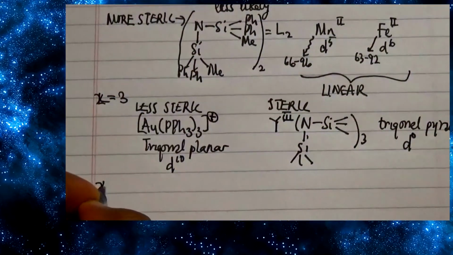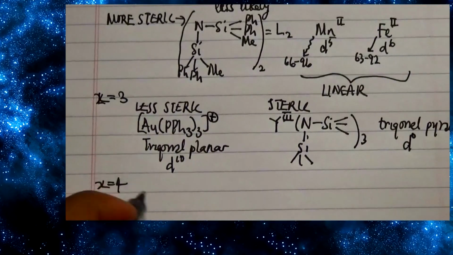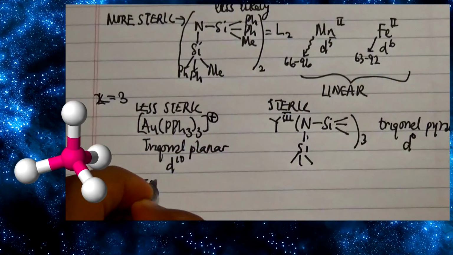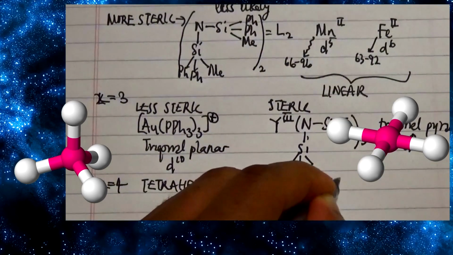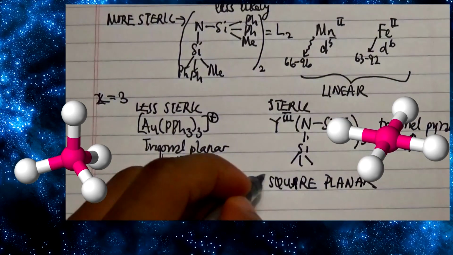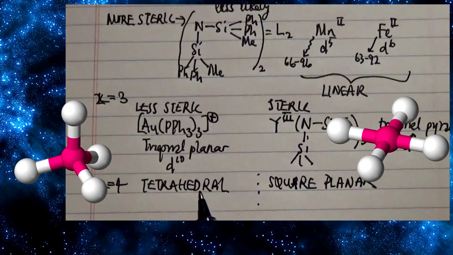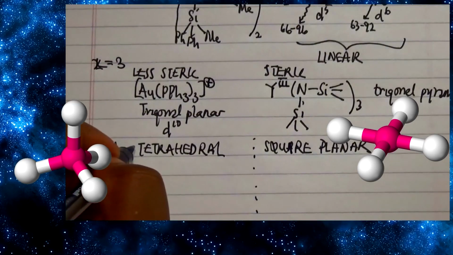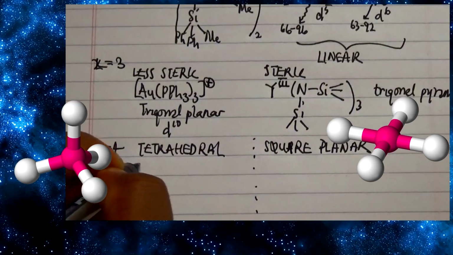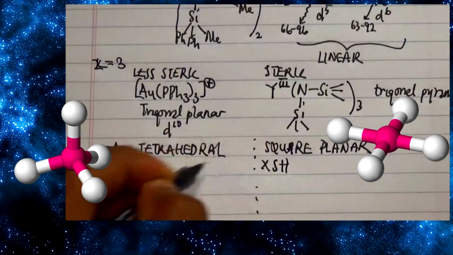And finally we have x equals 4, and this is actually divided into 2 geometries. We have the likes of tetrahedral and that of square planar. In this particular case we're going to see the differences between both of them and look at examples of both of them in here. So first of all, for tetrahedral, this actually favors steric hindrance. However, this doesn't favor steric hindrance.